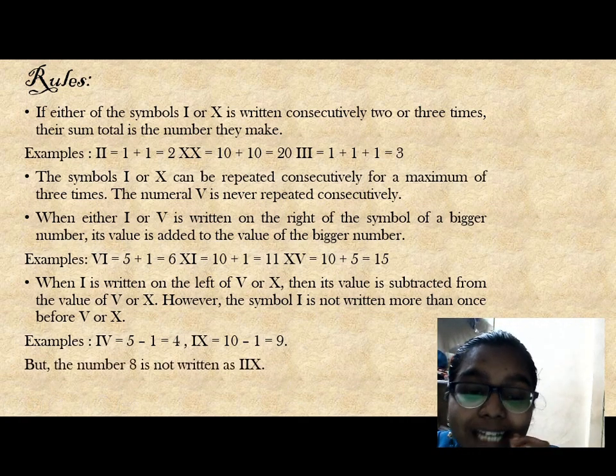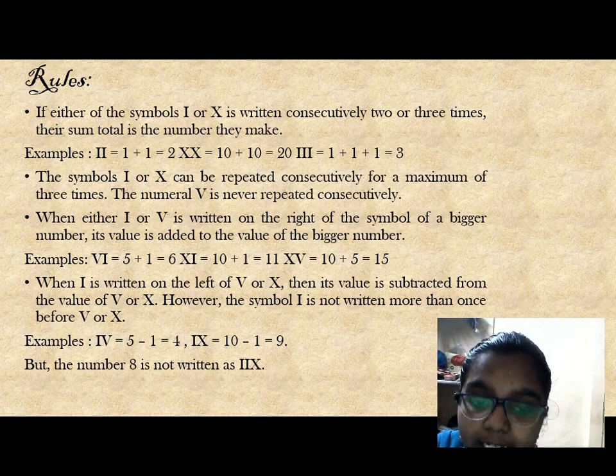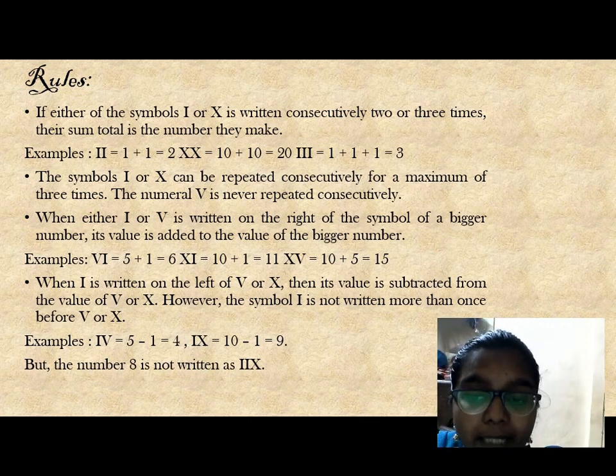The number 8 is not written as IIX. Why? Because I is not written more than once on the left side.